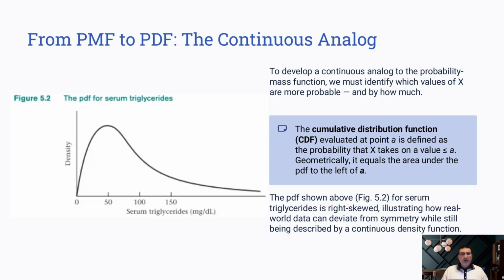And in real data, things aren't always perfectly symmetric. For example, if you look at something like serum triglyceride levels, the distribution is often right-skewed. That means you have a long tail to the right, which is a good reminder that real-world data doesn't always follow that nice, balanced bell shape.